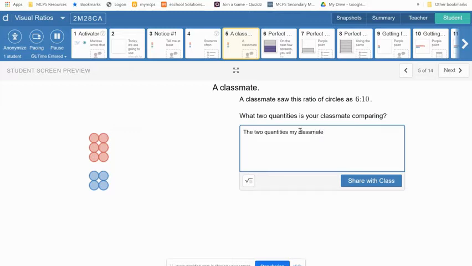The quantities my classmate is referring to is 6 red circles to 10 total circles. There are a total of 10 circles.